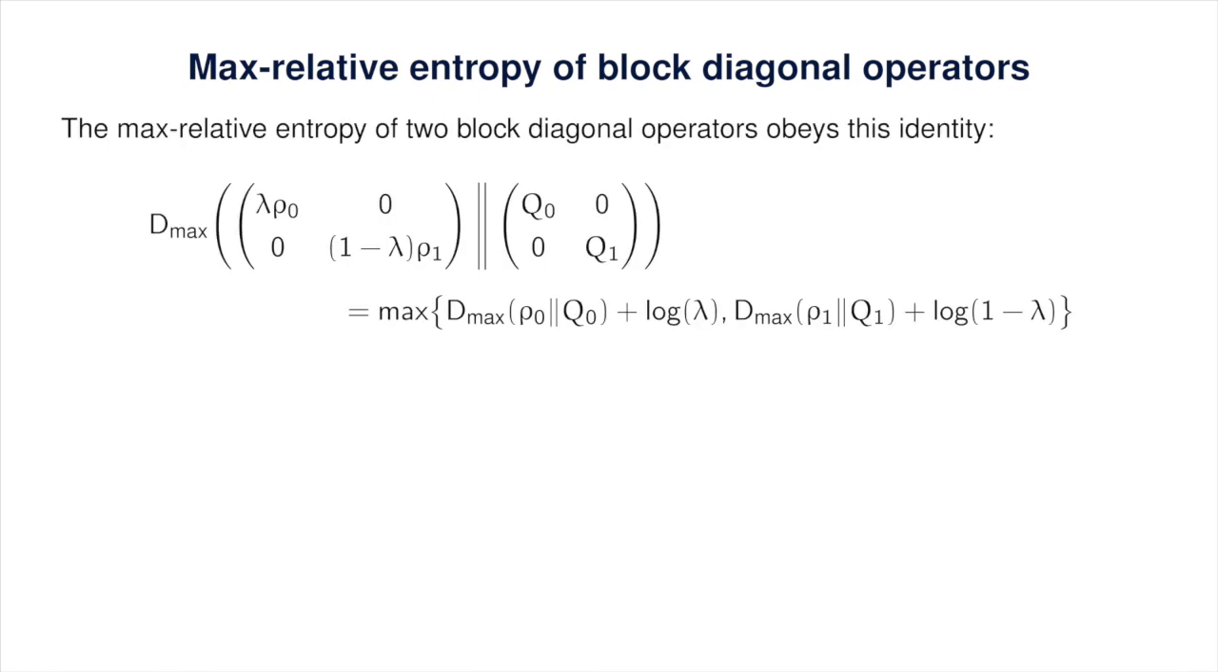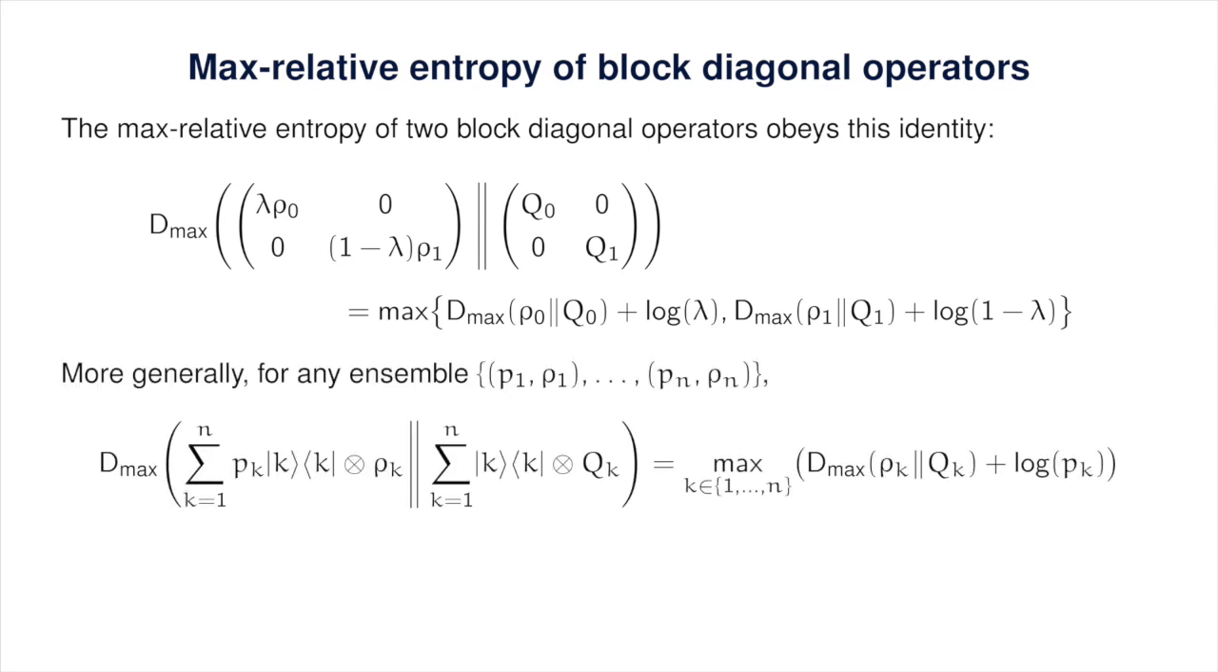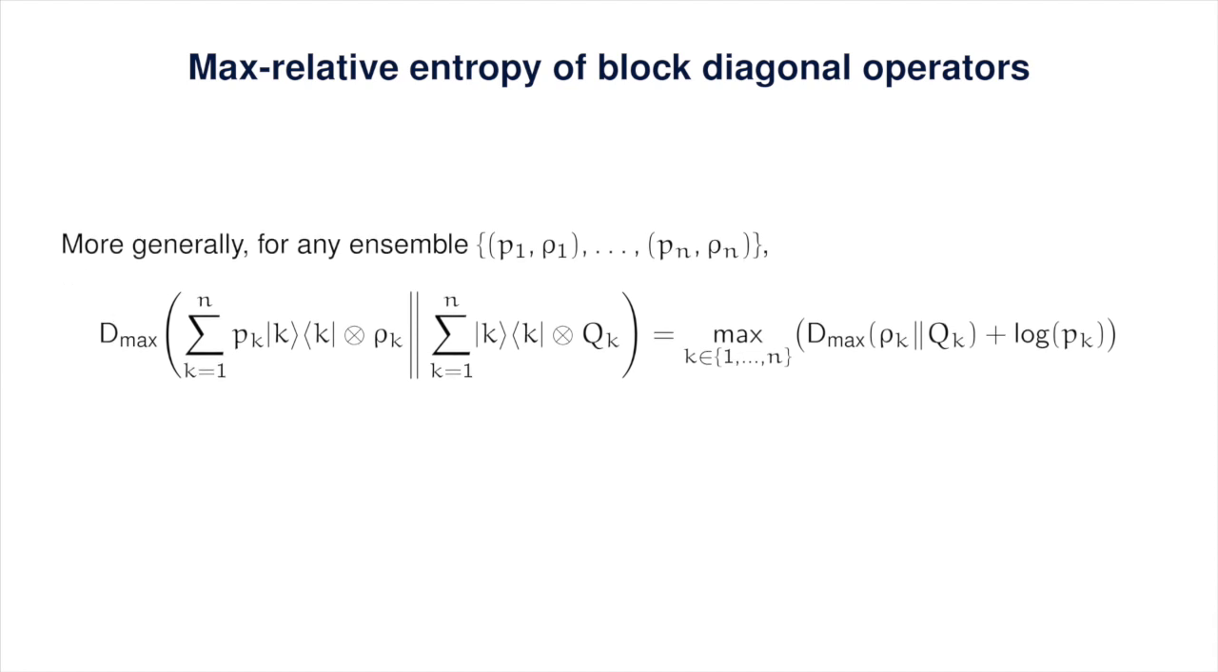There is also a simple formula for the max relative entropy of two block diagonal operators, as is shown here. More generally, if we have any ensemble of states, and we consider the max relative entropy of the corresponding classical-quantum state with respect to some operator q having a similar block diagonal form, the result is equal to the maximum value over all of the blocks of the max relative entropy within that block plus the logarithm of the corresponding probability. This is helpful both for evaluating the max relative entropy in such a case and for developing a bit of an intuition for how the function behaves.